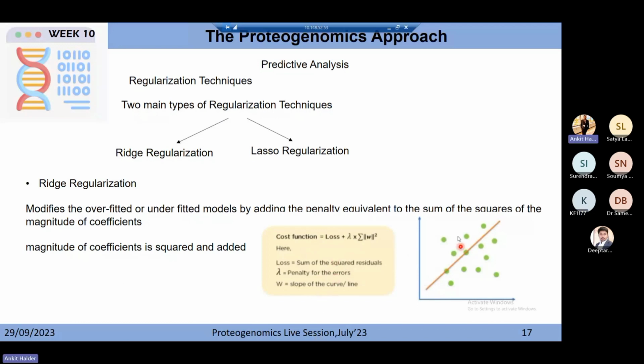So here you calculate the slope or the error for each curve or each data point, and then you determine the coefficient or the cost function. That is your ridge regularization, which gives you loss plus lambda times the summation of w squared, or the error squared.